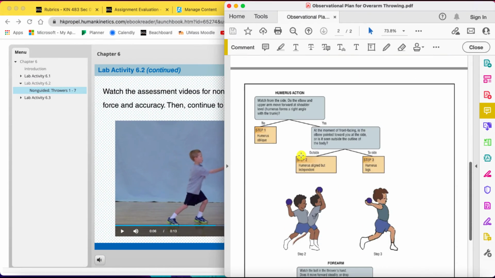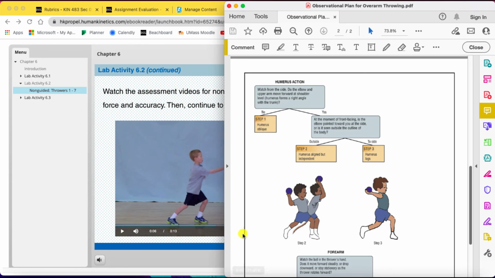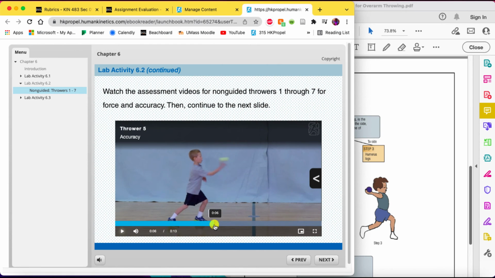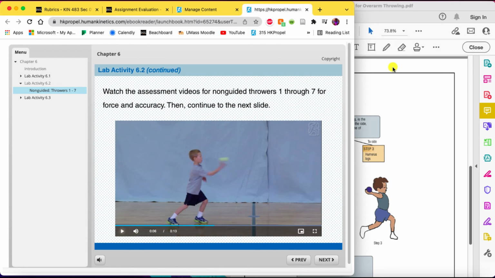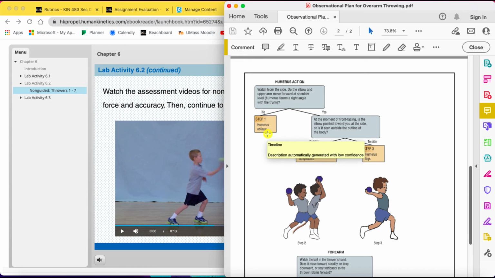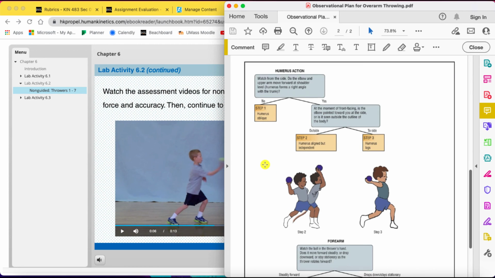If we go back to our observational plan, again, our key point in the movement pattern is the forward facing. So for humerus action, we are interested in looking at forward facing. Here, probably, is a good spot. First of all, is his humerus at a right angle with his body? Right now, that humerus is sloped downwards, so I would say he's not at a right angle. In that case, we would say the humerus is oblique, which is why he's at a level 1.